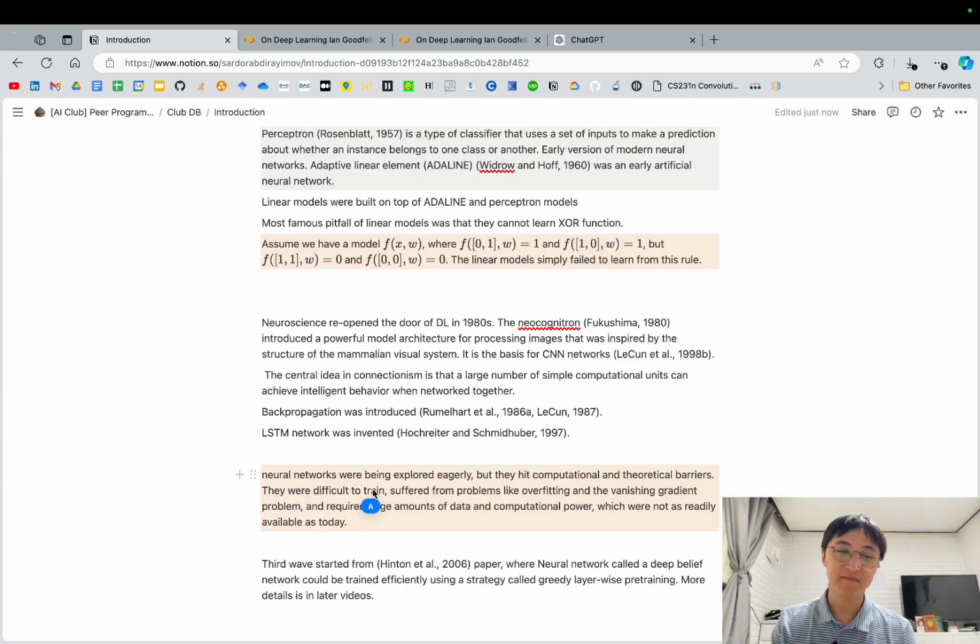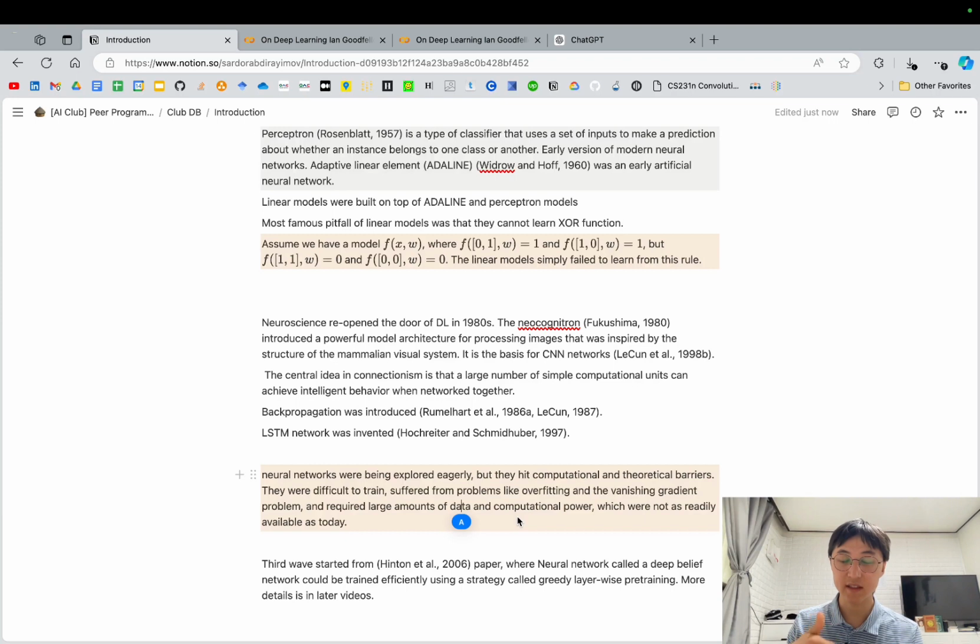They were difficult to train, there was not enough computational power, and they suffered from problems like overfitting and the vanishing gradient problem. We will cover those problems in the future, inshallah. They also required a large amount of data and computational power, which were not as readily available as today. Check the 1980s: computer memory was very small, and computational power was also very small. These problems made people go away from that research and move to another field.